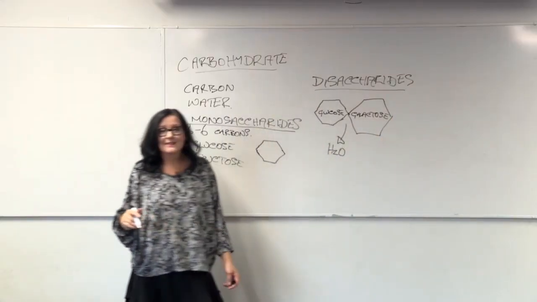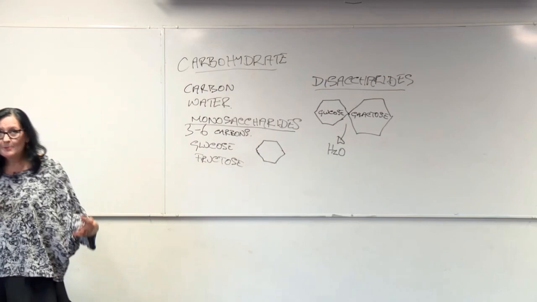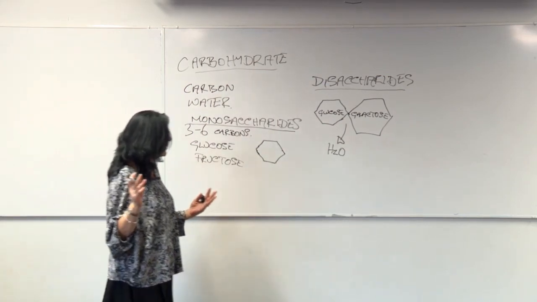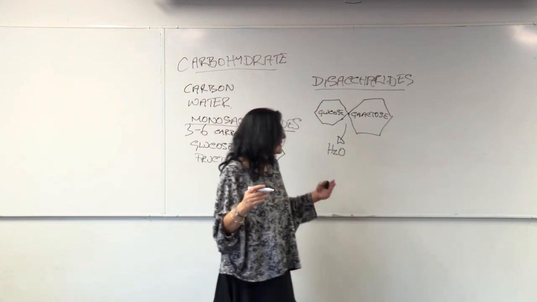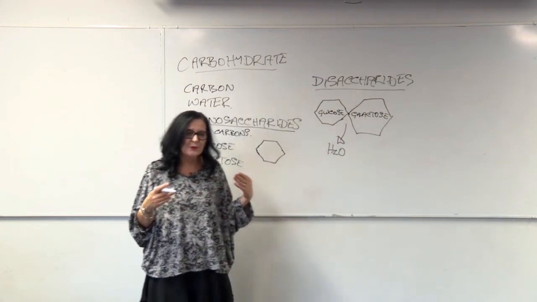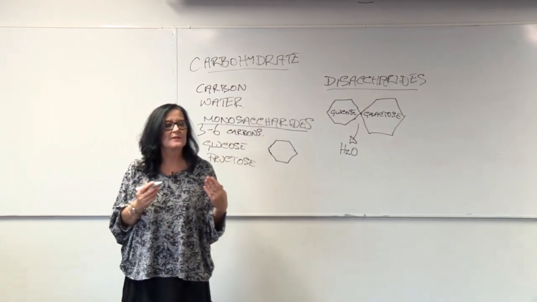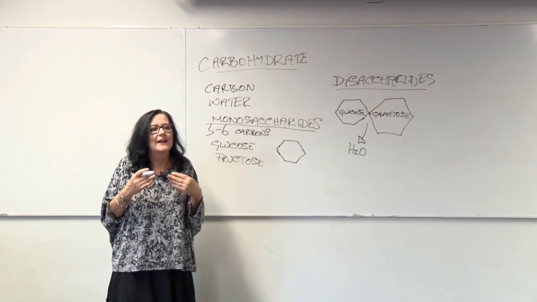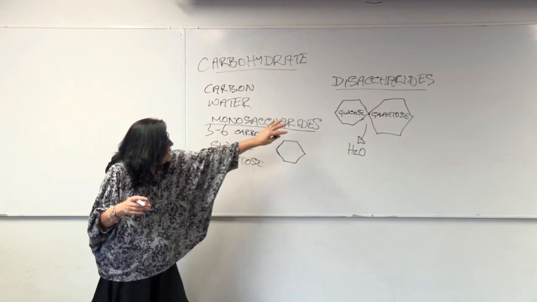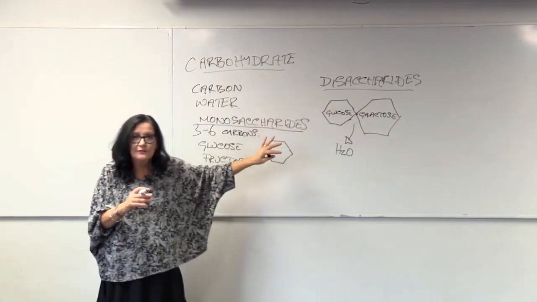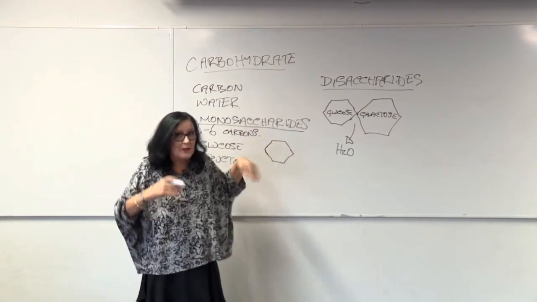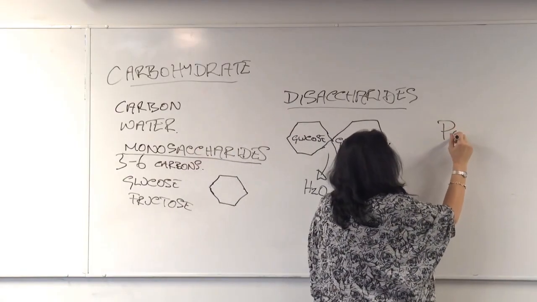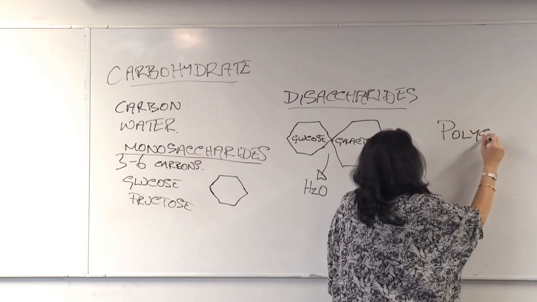And of course, that takes us on to the really, really big ones. We're talking about polysaccharides. Polysaccharides, this is where we start to come out of simple sugars. And we're talking about starch. We're talking about glycogen. We're talking about things that can store little saccharide units for use later. We can break them down. So we have our polysaccharides.